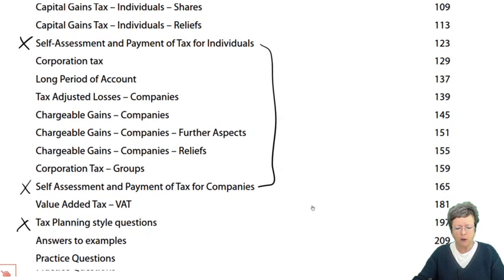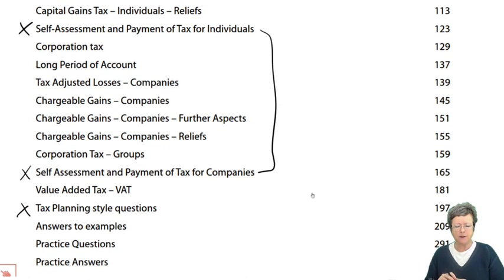And the final one there is the tax planning style questions. Read that self-study when you've done the whole manual. It's there at the end to help you with your exams.